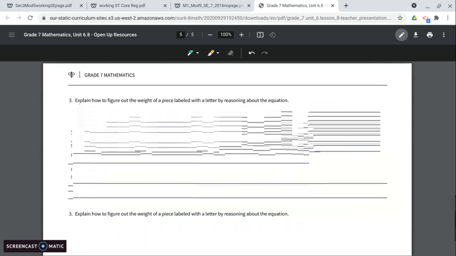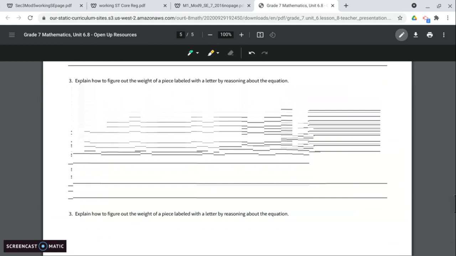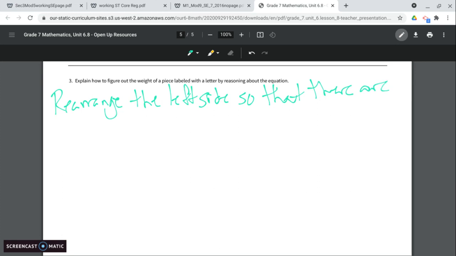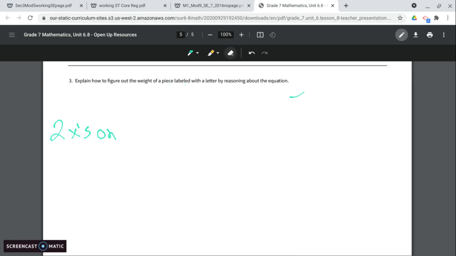Now for the equations, figure out the weight of a labeled piece by reasoning about the equation. We'd rearrange the left side so that there are 2 x's on... oops, writing the wrong thing, my bad.